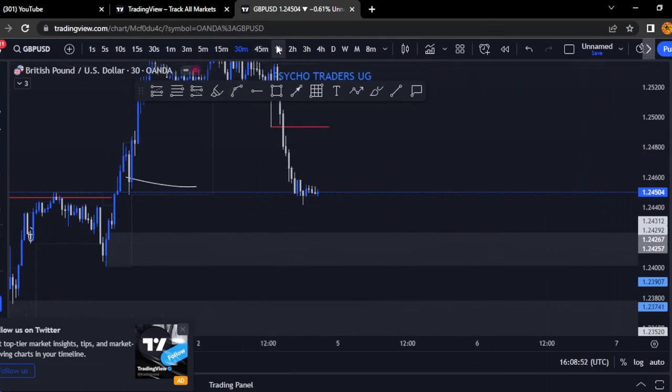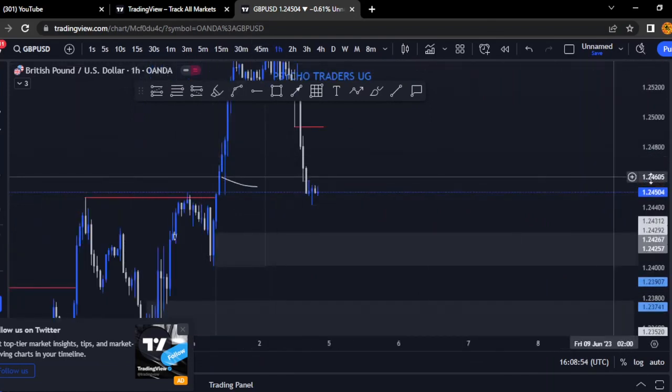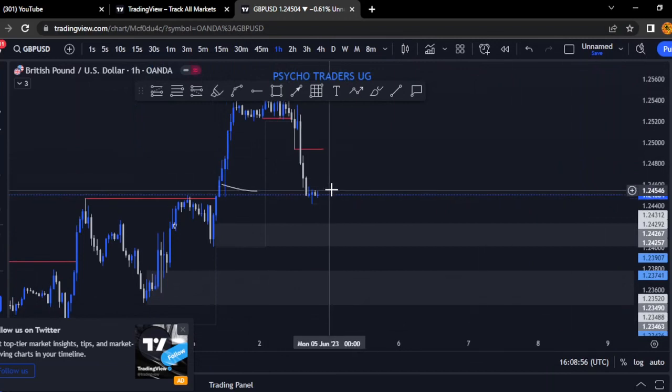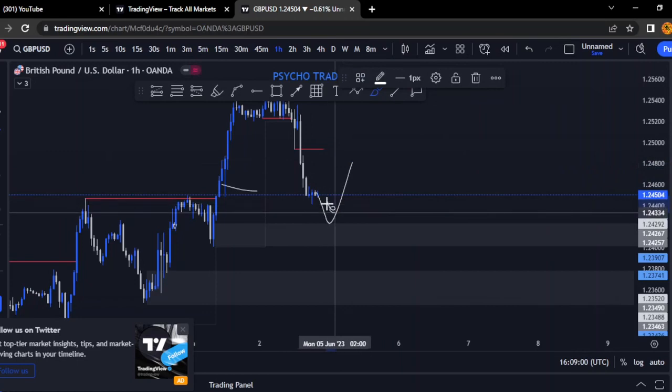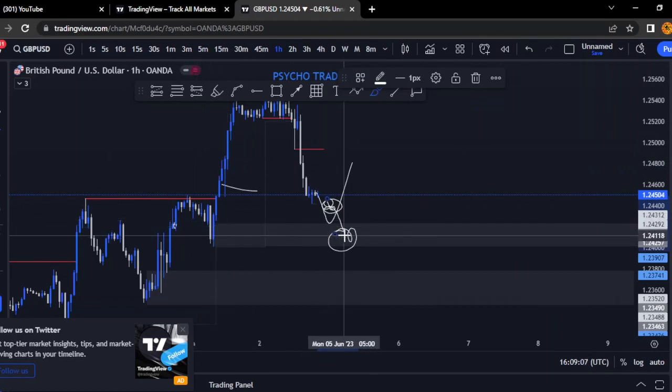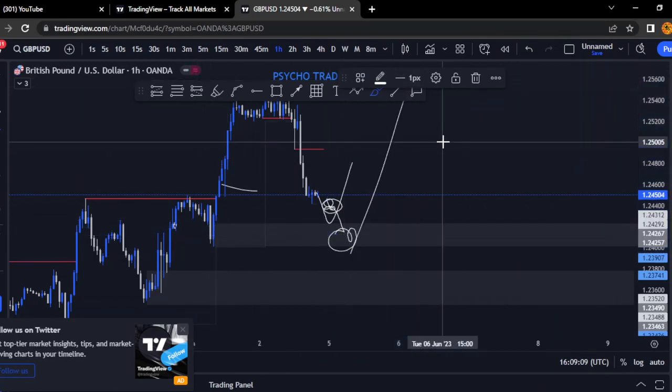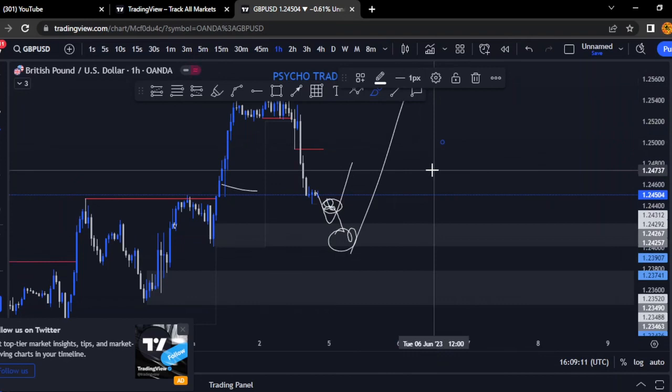I'll be looking for buys in this area. I'm not going to be looking for buys in the middle here. I'm going to be waiting for my beautiful buys into my refinement zone, and we take it to the upside. So that's GBP USD.